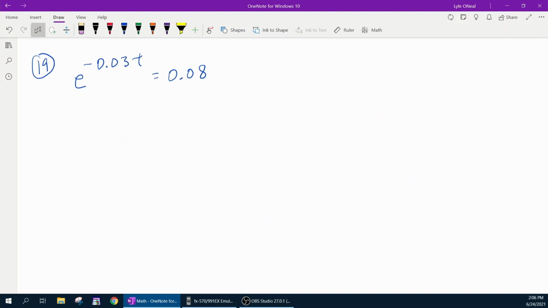All right, next example, number 19. Here we have e to the negative 0.03t equals 0.08. And this is definitely an exponential equation. The method of common bases is not going to work so well this time, because I actually am not sure how to turn 0.08 into an e to some power. That is not going to be nice.